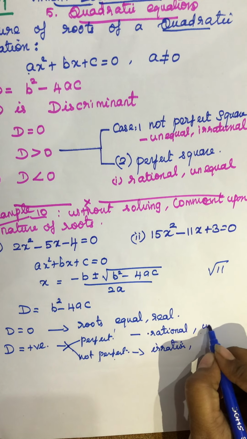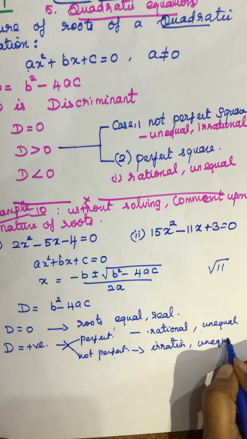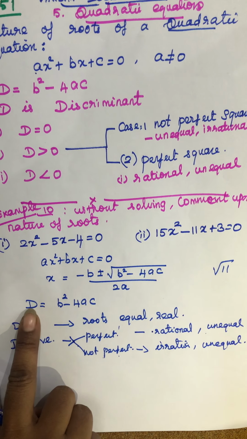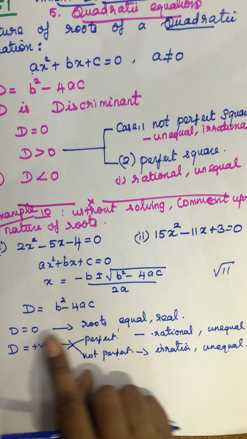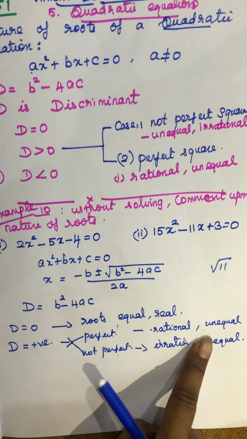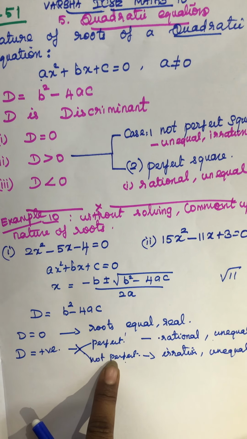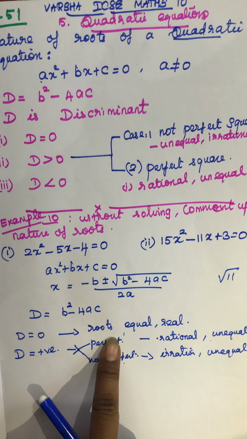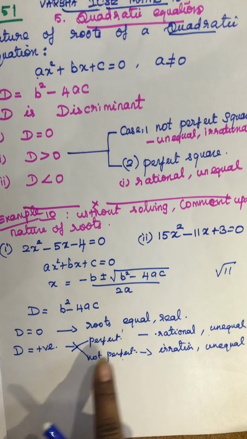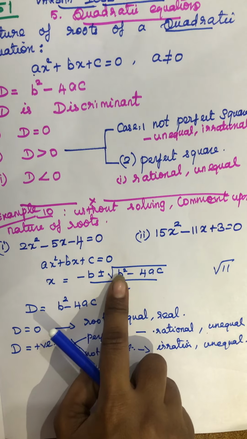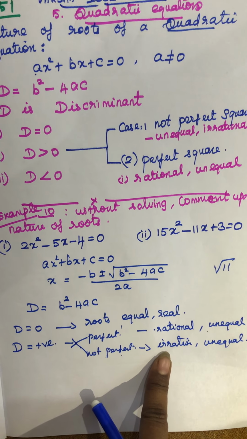Roots will be unequal. You get equal roots only when the discriminant is 0. If b² − 4ac is 0, you get equal roots. Otherwise, definitely it is unequal. If it is positive, you get 2 possibilities: perfect and not perfect. If it is perfect, the roots will be rational. If it is not perfect, the roots will be irrational.